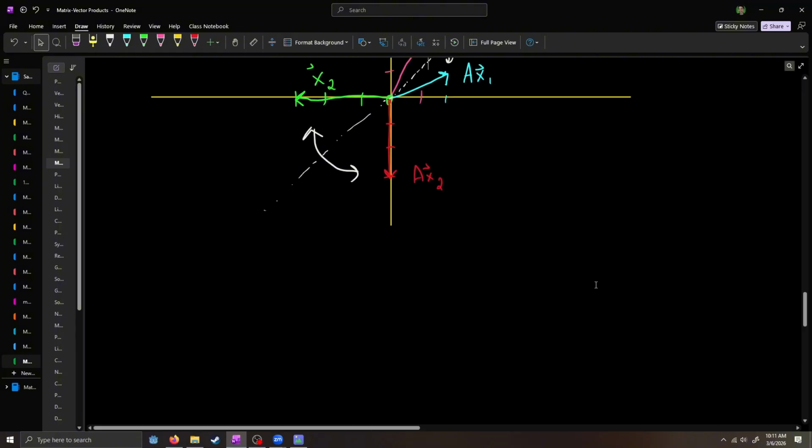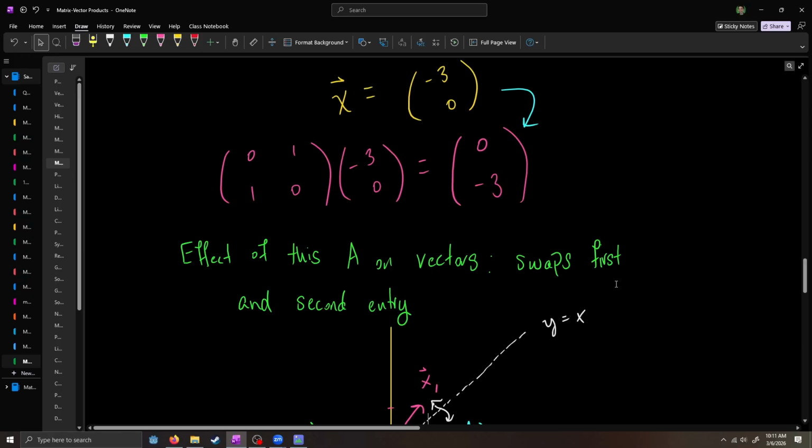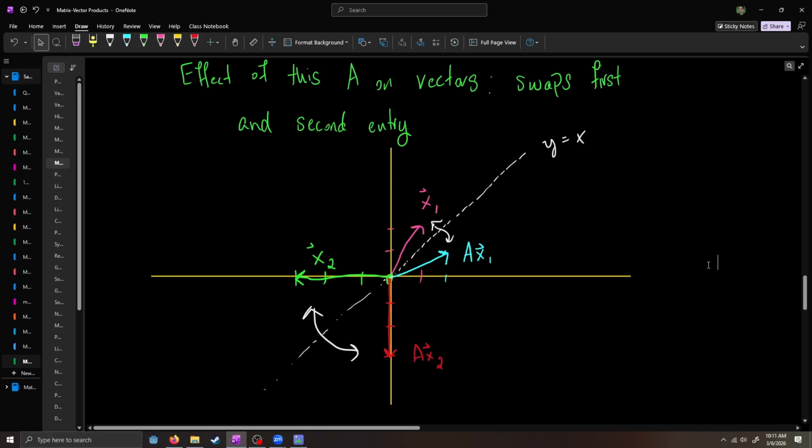So that would be an alternative way to describe the action or the effect of this matrix on vectors, which is that it reflects vectors across the line y equals x in the xy plane.